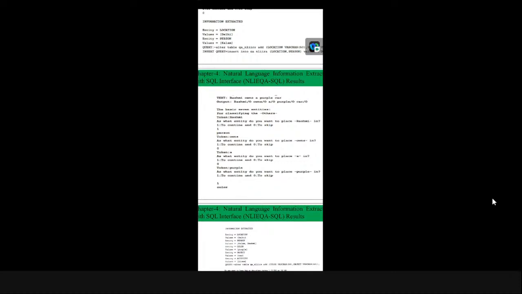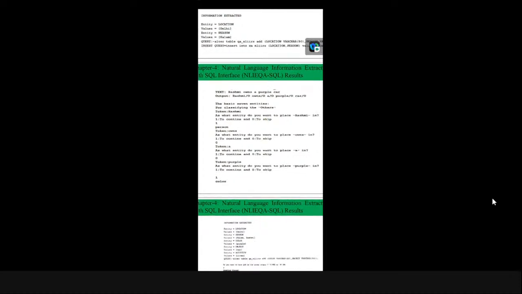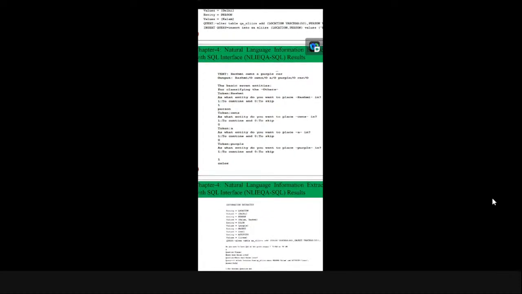So now the next token is owns. As to what entity do you want to place owns in? We have said 0. We don't want to classify owns. Next one is A. We don't want to classify. Next one is purple. Yes, we want to classify it. We said it as color. You can see it at the base of this middle slide. 1, and below that we have written it as color.